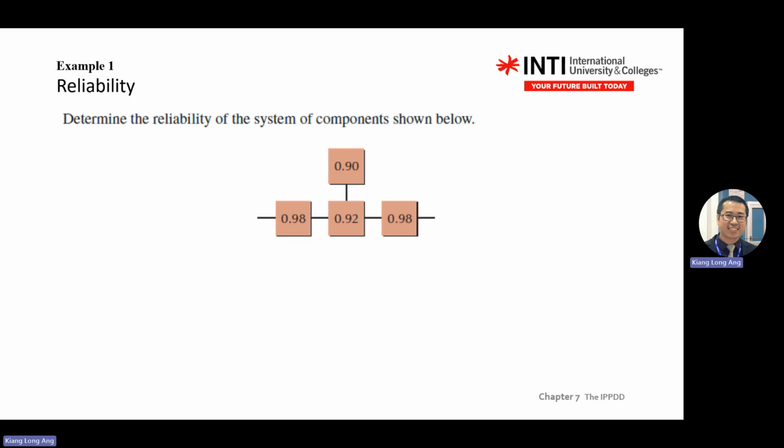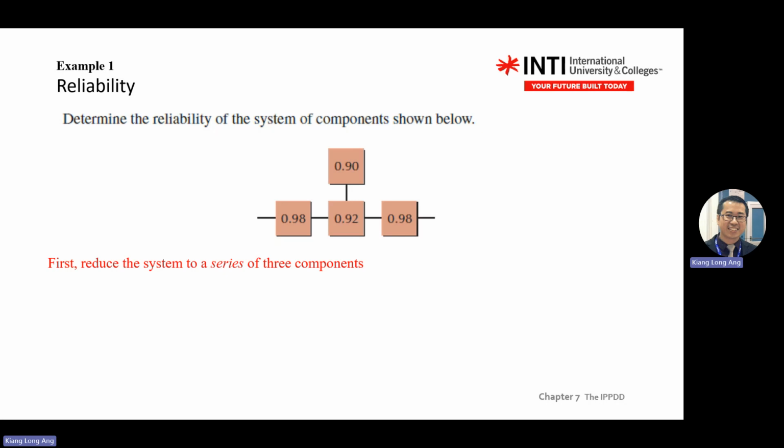0.98, 0.992, 0.98. This becomes series. Write this series equation. Take this one, multiply this one, multiply this one. So what do you get? 0.953. So it means it works 95%.